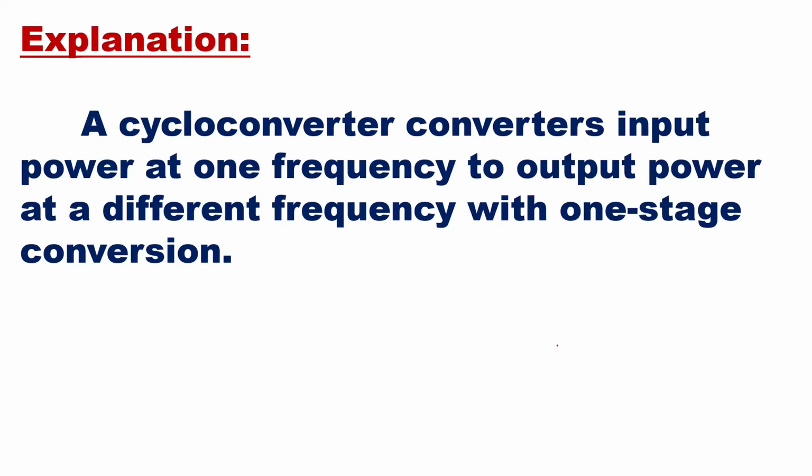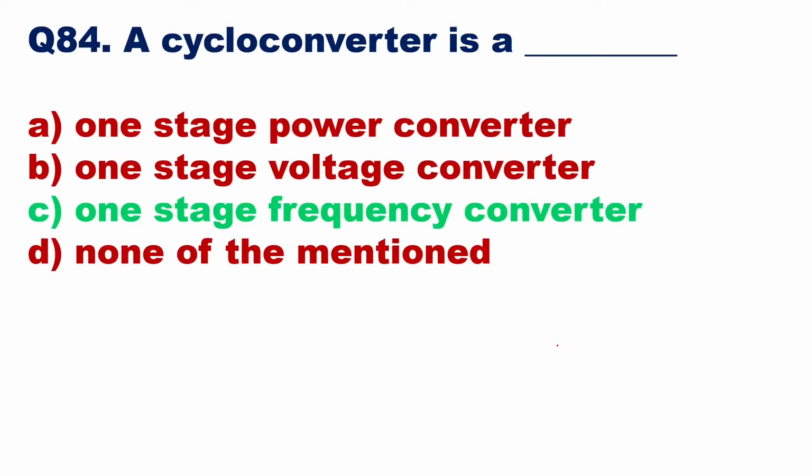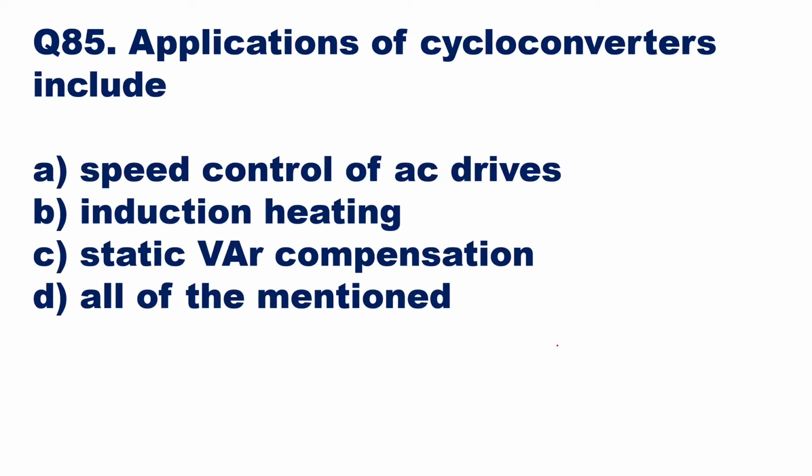So here you can see the explanation. A cycloconverter converts input power at one frequency to output power at a different frequency with one stage conversion. So here option C, that is one stage frequency converter, is the right answer. Then we'll go to question number 85.